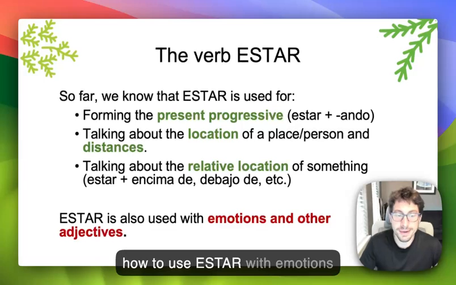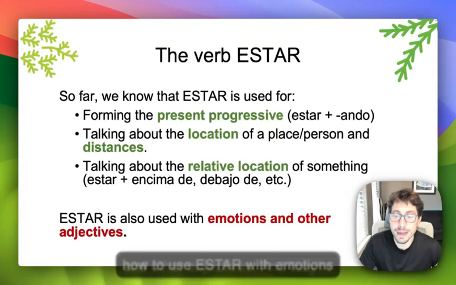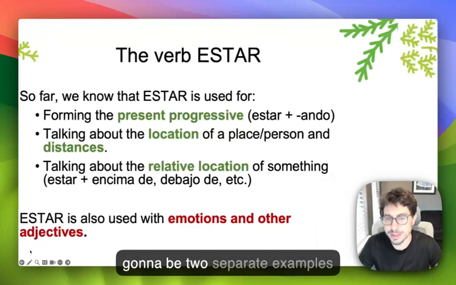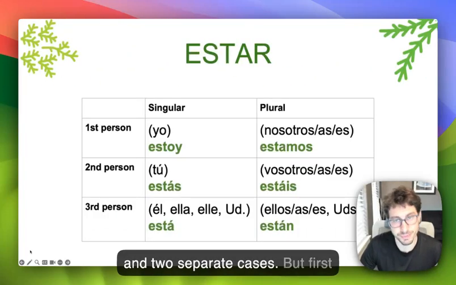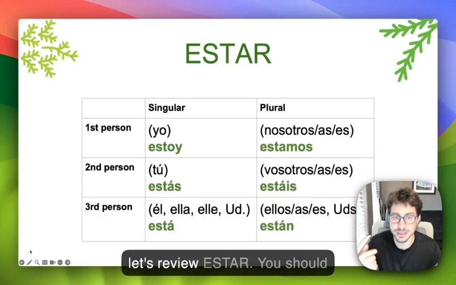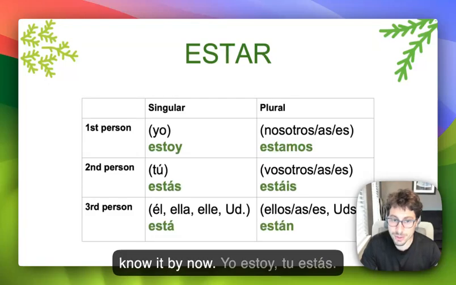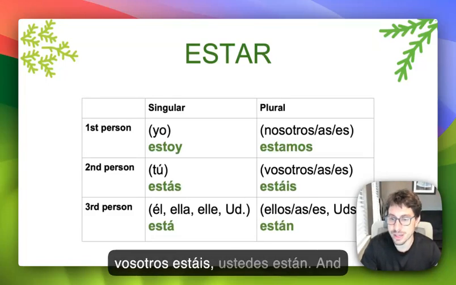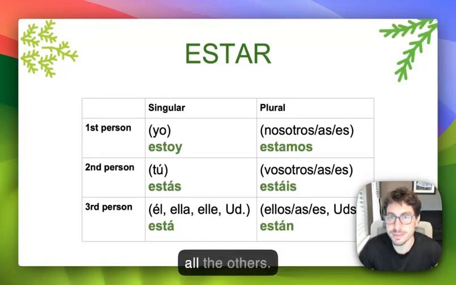Today, we're gonna learn how to use estar with emotions and other adjectives. And they're gonna be two separate examples and two separate cases. But first, let's review estar. You should know it by now. Yo estoy, tú estás, ella está, nosotras estamos, vosotros estáis, ustedes están, and all the others.